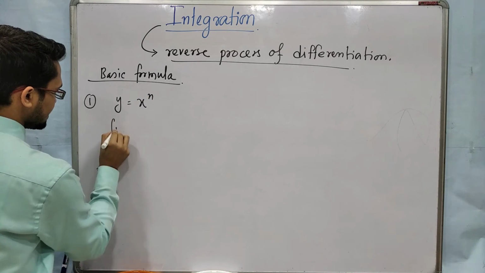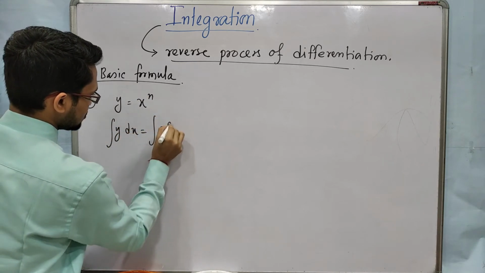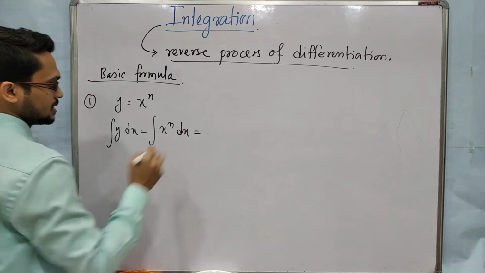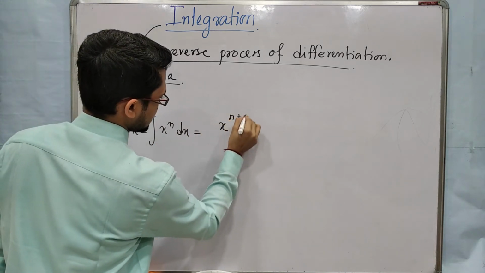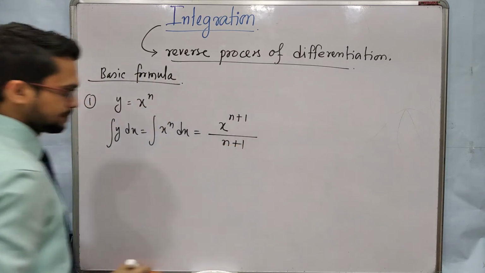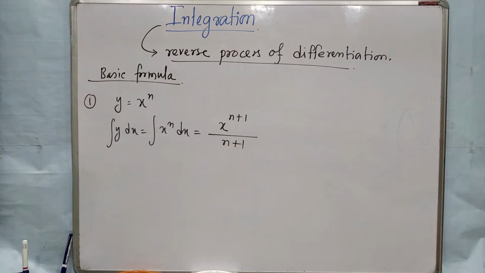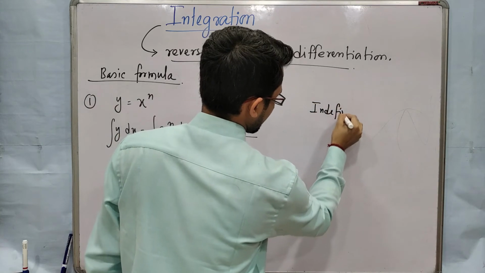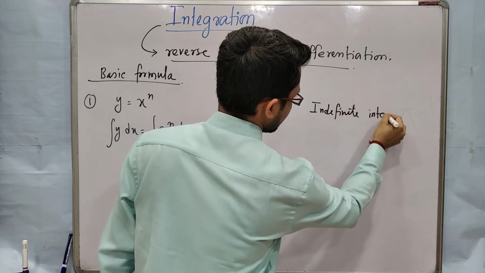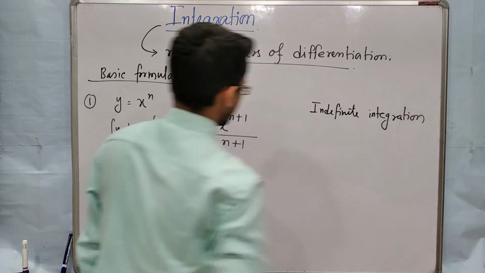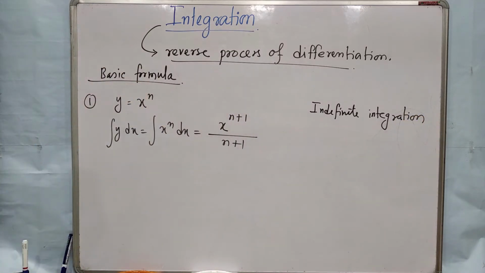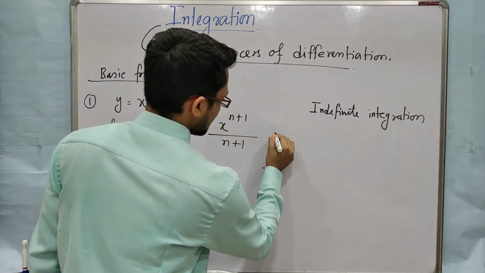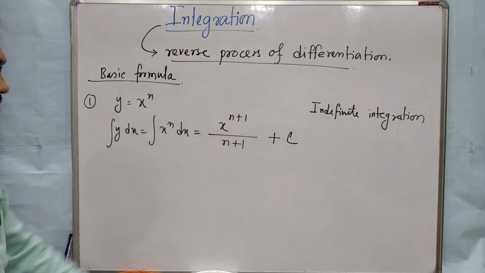Okay, and then integration y dx, integration x to the power n dx, the result will be x to the power n plus 1 by n plus 1. And if there is no lower and upper limit in the integration, then that kind of integration is known as indefinite integral, indefinite integration. In indefinite integration, after each integration we will put a constant plus c.